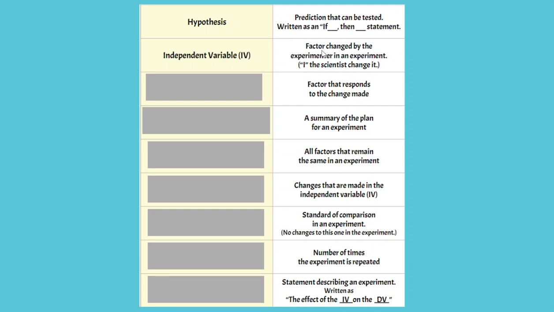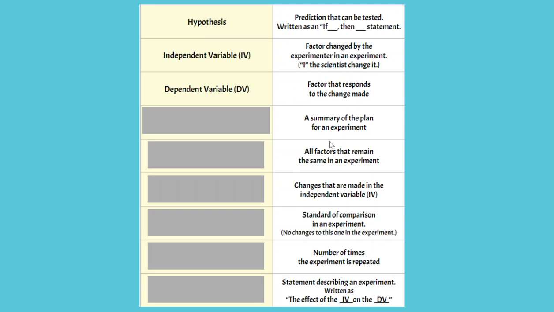So Mr. Lee is going to change the type of cat bed. That's his independent variable. Okay? Now, the factor that responds to the change that we made, that's the dependent variable. So Mr. Lee is going to change the type of cat bed. How will he know what that did? Well, he's going to measure how long the cat sleeps, right? So whatever it is that you are going to measure is your dependent variable.